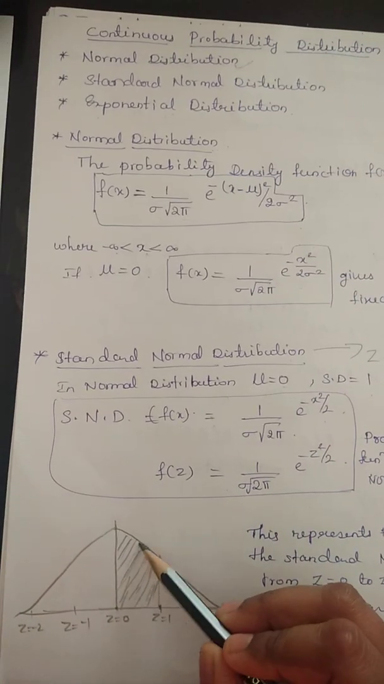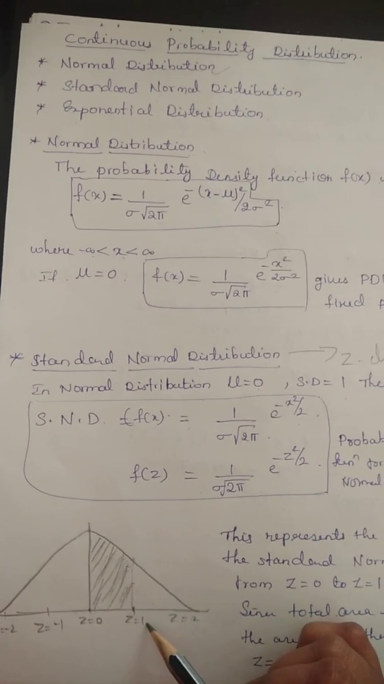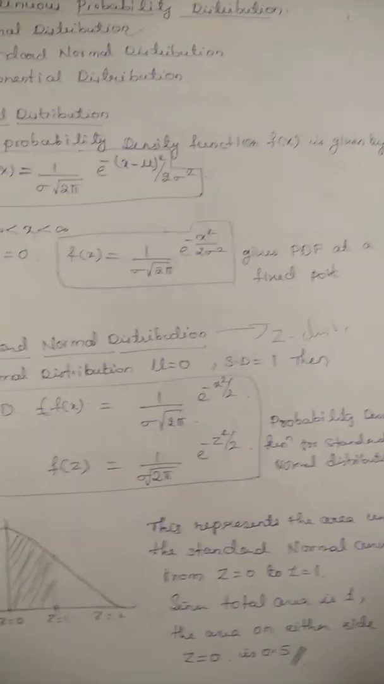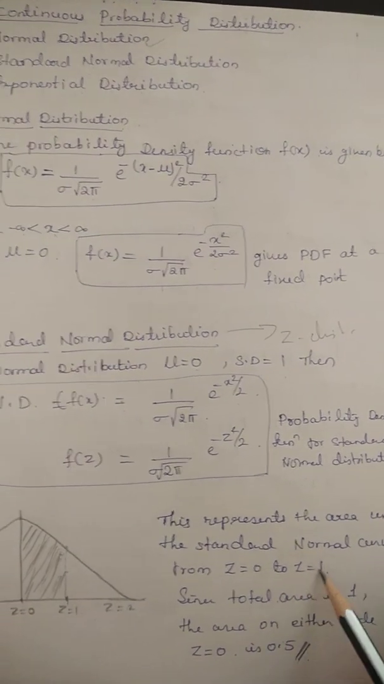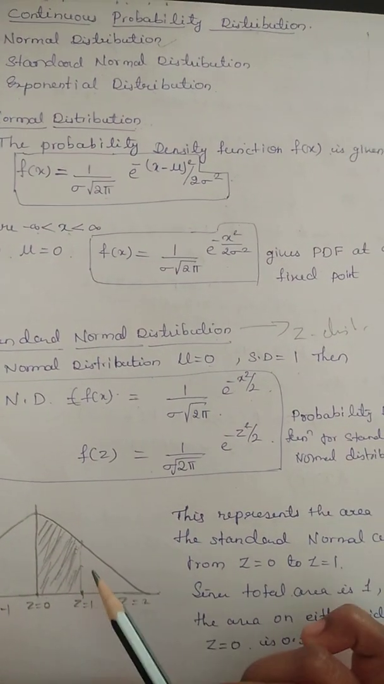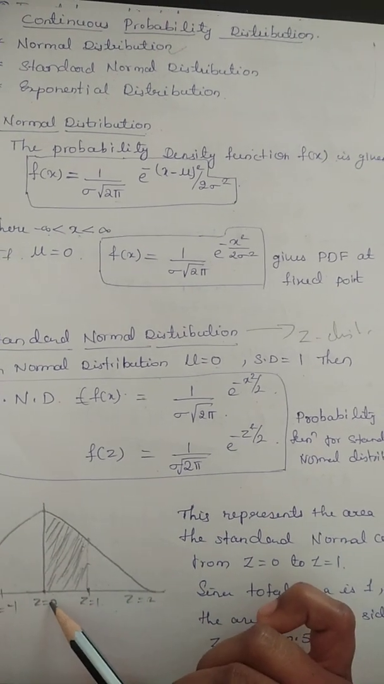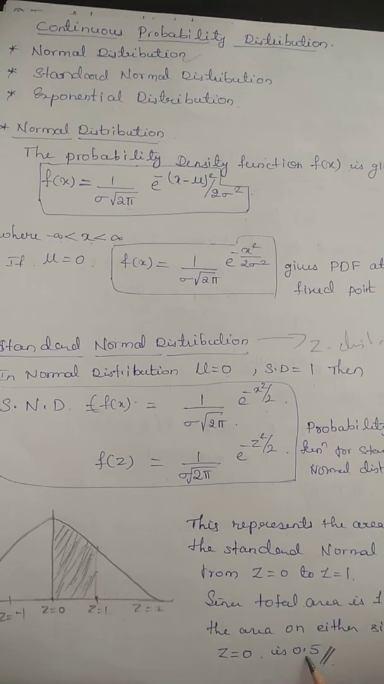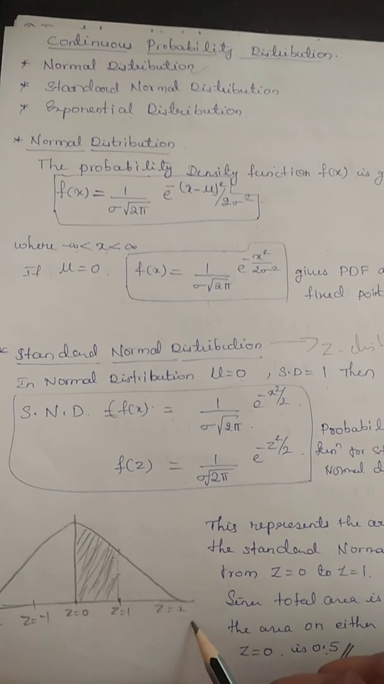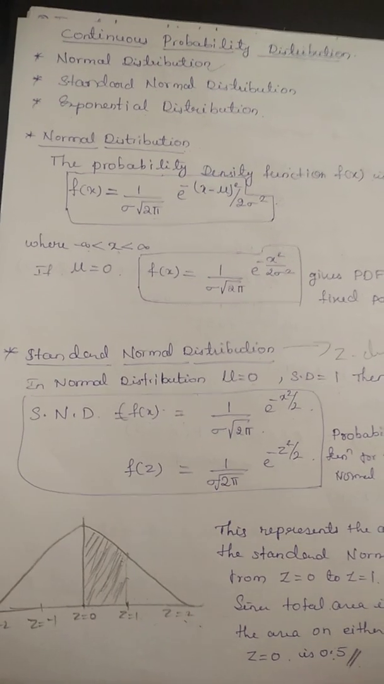Now I shaded some part here, from z equal to 0 to z equal to 1. This represents the area under the standard normal curve from z equal to 0 to z equal to 1. What is the total area? That is equal to 1, because the area on either side of z equal to 0 is always 0.5. For all these values you can find the standard normal probabilities by using the values given in the table.